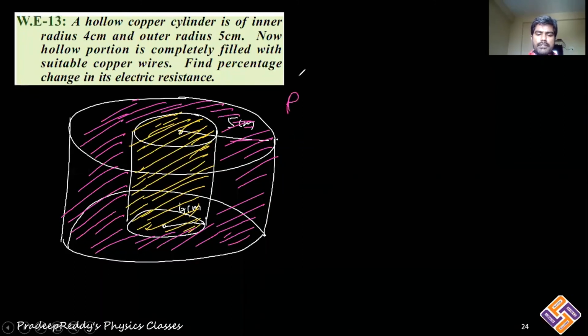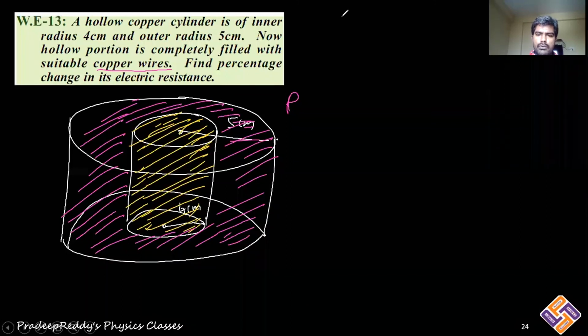Hollow cylinder of specific resistance rho. Inner radius is 4 centimeter and outer radius is 5 centimeter. Hollow portion is completely filled with copper wire. You should now find out the percentage change in the resistance. So first, I'll write down the formula for electrical resistance.